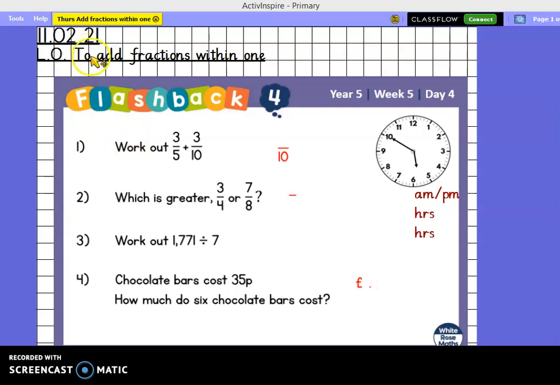Please record today's date and learning objective in your book. Today we're going to add fractions within 1, just like yesterday, building on those skills and recording them in our books. Please record today's flashback 4 in your book, numbers 1 to 4, and the time over here. Pause the video while you do that, and then come back to me with your blue pen ready to mark.